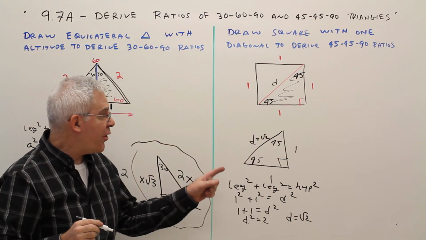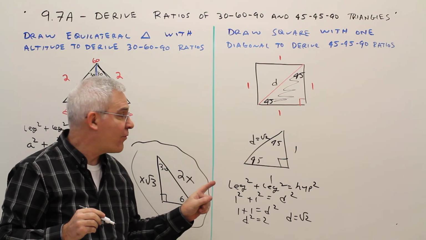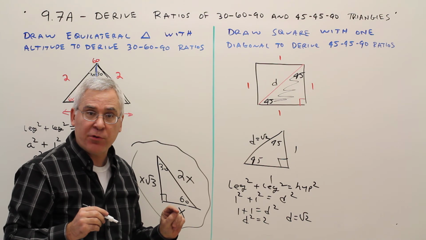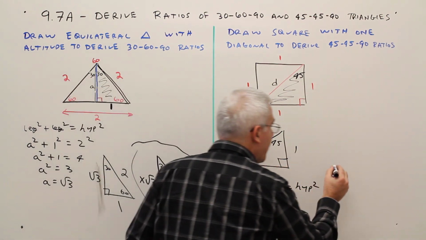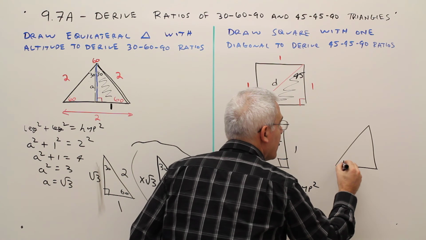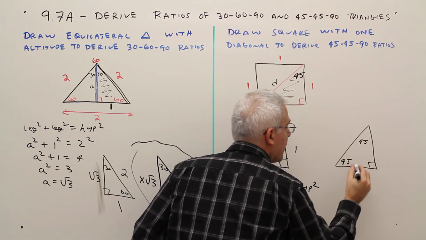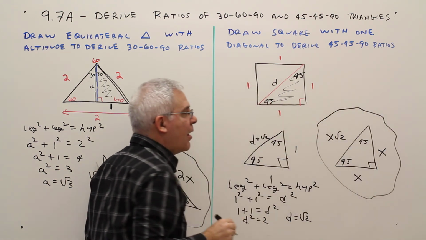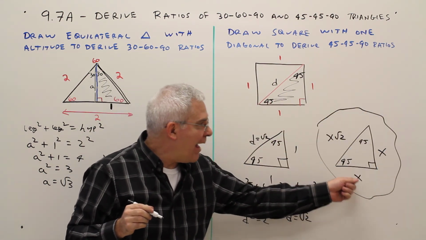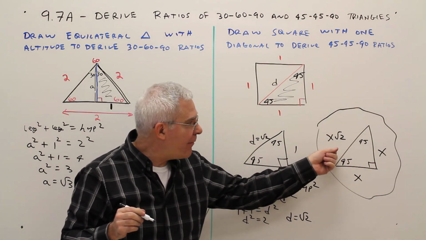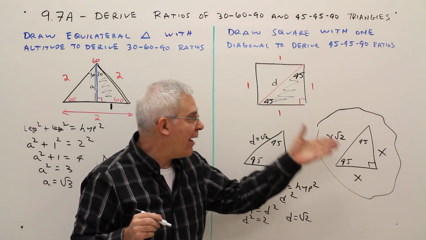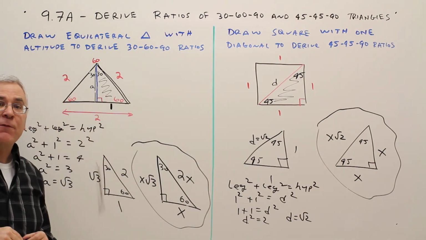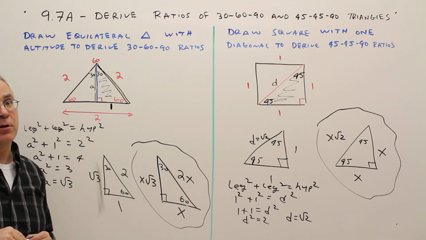Okay, so the ratios of a 45-45-90 right triangle will always be in the ratio of 1 to 1 to radical 2. Again, we'll use x just to keep it easier in the future. x, x, x radical 2. Very easily, going from a leg to a hypotenuse, we multiply by radical 2. Going from a hypotenuse to a leg, we simply divide by radical 2. And there you have it, how to derive the ratios of these two special right triangles.